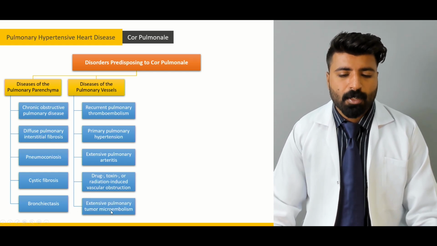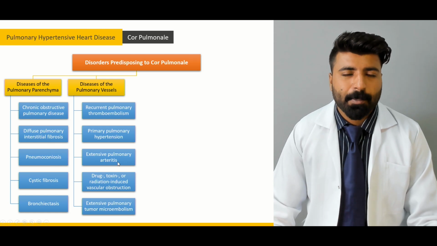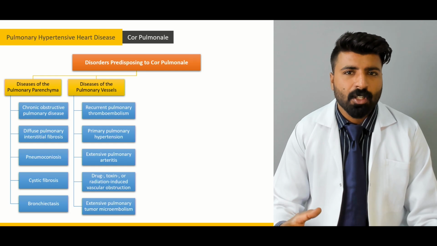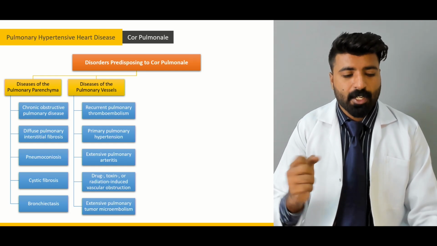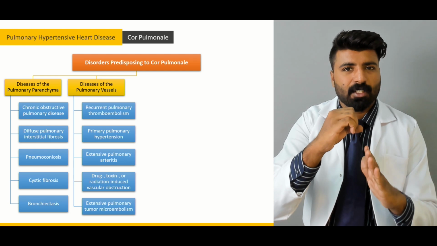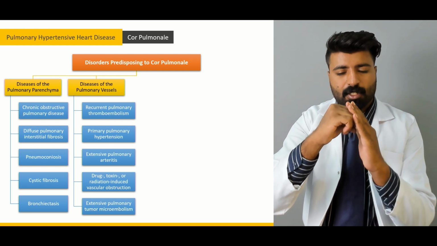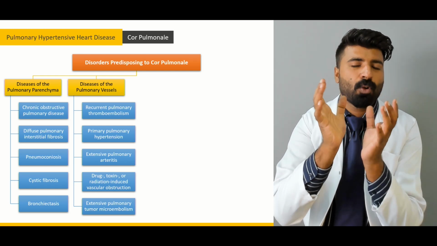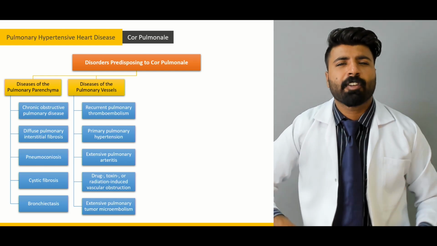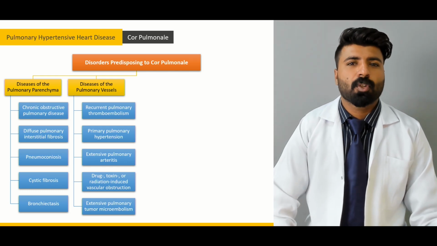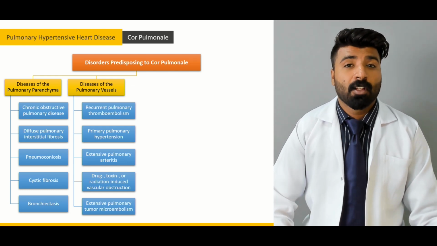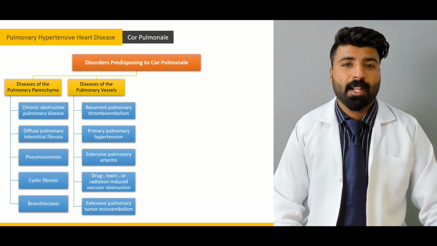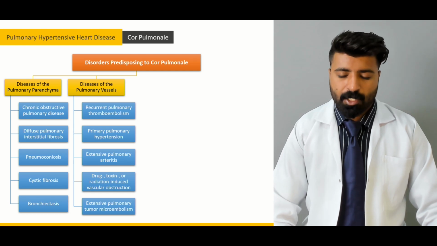Extensive pulmonary tumor microembolism. For example, a patient develops a tumor and part of that tumor is in the blood, in the vasculature, or the tumor is outside and it's pushing the vessel. It's compressing the vessel. Now less blood supply is going through. More and more pressure will be required from the right ventricle to put the blood into the pulmonary vasculature, and it will contract and it will increase in size. It will be hypertrophied and it will lead to pulmonary hypertension, and that in turn will lead to cor pulmonale.